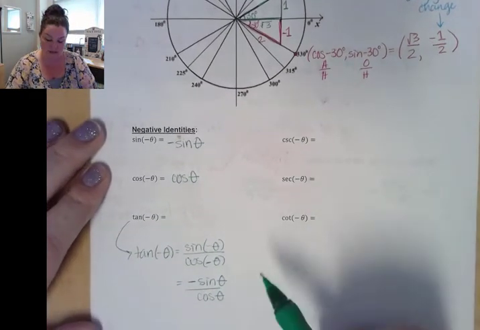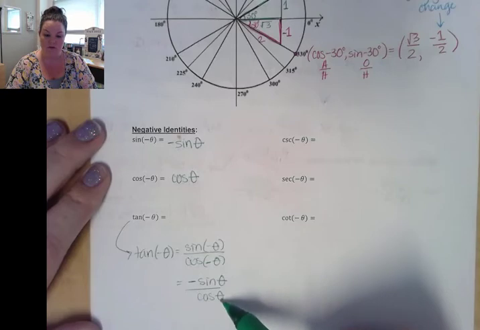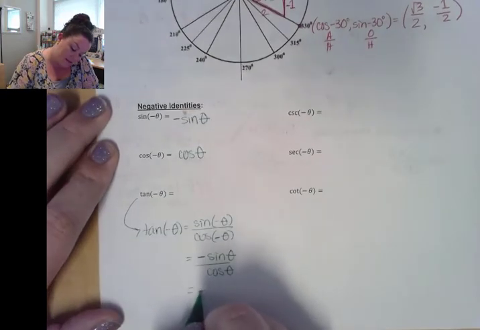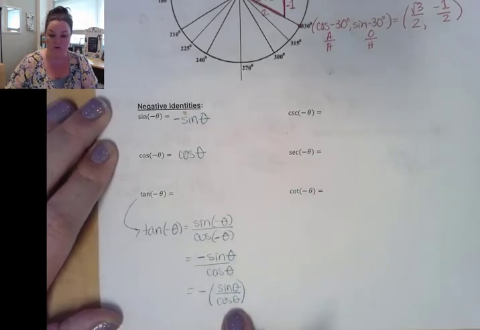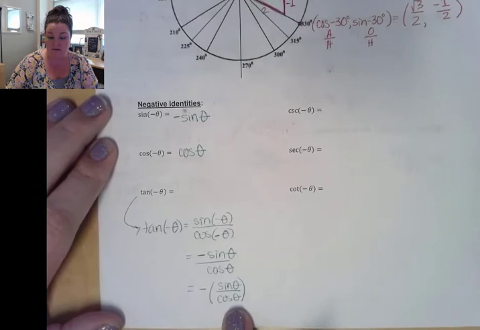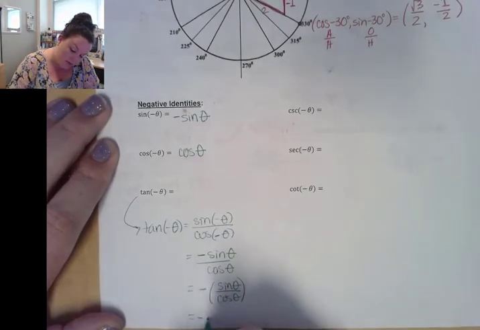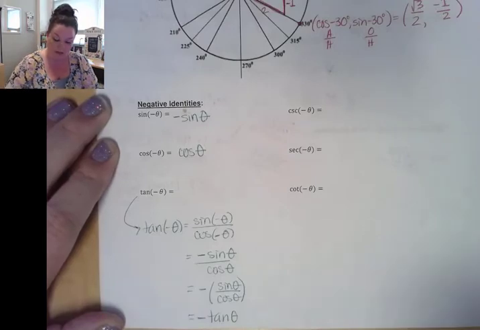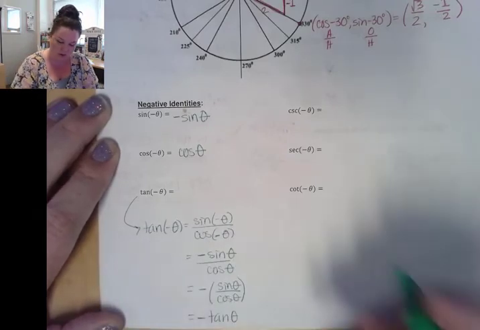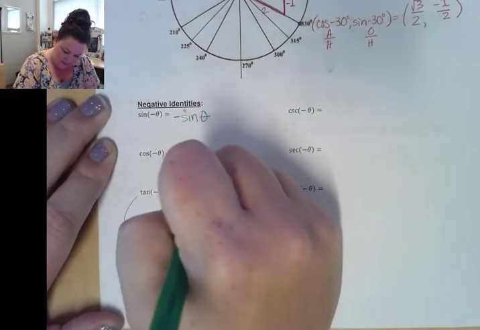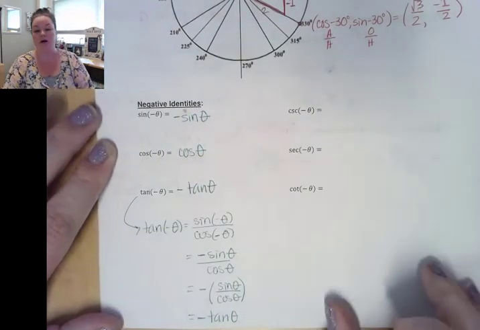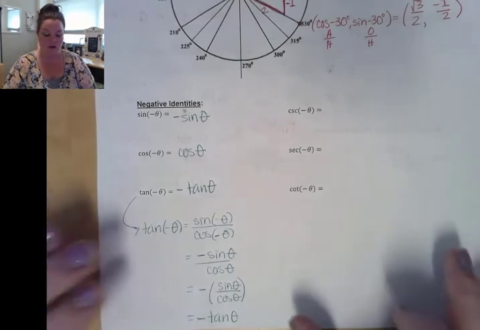So notice what we're ending up with in terms of our original angle. This is the same thing as negative sine theta over cosine theta, right? And sine over cosine is tangent, right? So we're ending up with the negative tangent value of our original angle. So this was just a proof to show that tangent of a negative angle becomes negative tangent of the original positive angle.